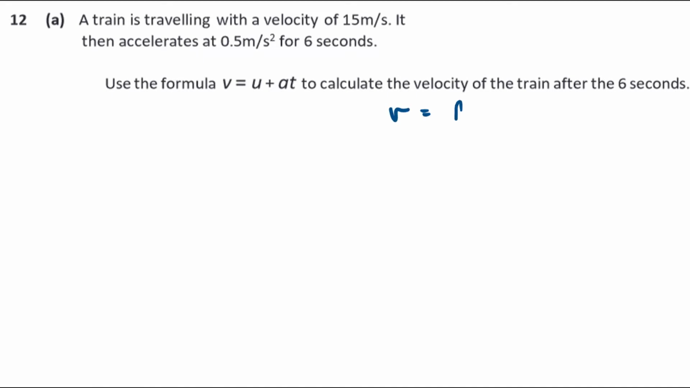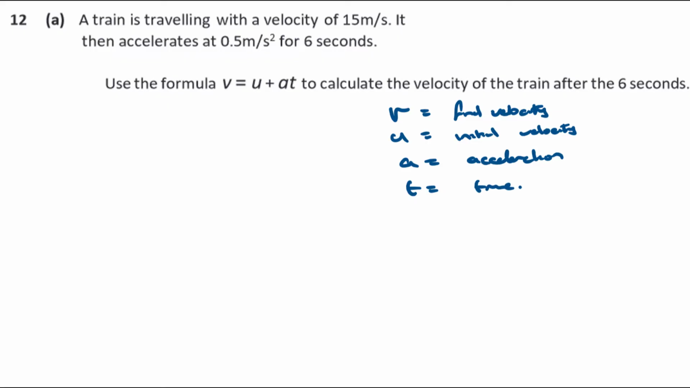V is final velocity, U is initial velocity, A is acceleration, and T is time.